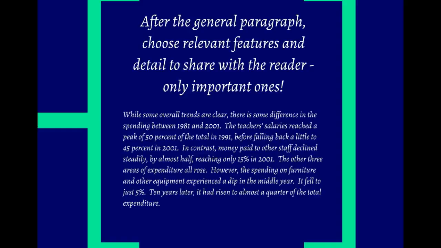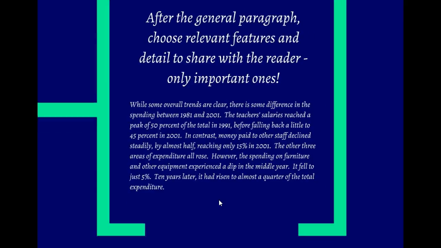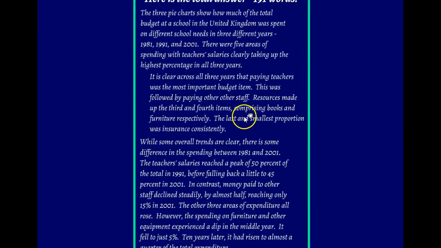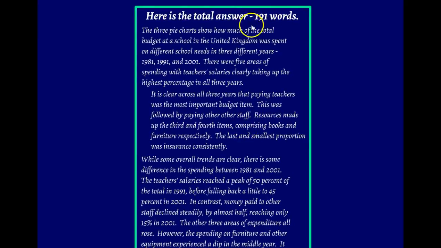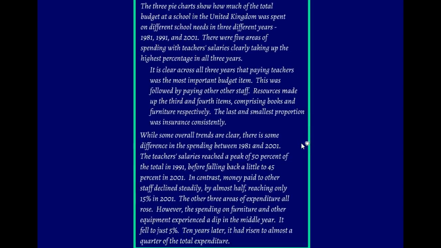Could you write that? Could you use 10 years later, it had risen with past perfect? If you can't, you need to check this grammar out. Ask your teacher or consult a book. Now here is the total text. It is 191 words. So it's a very good length for the amount of data that was in those 3 pie charts. So take your time and read that at your leisure.